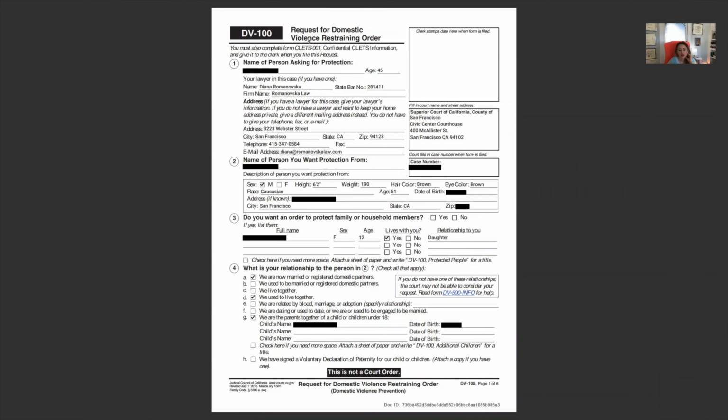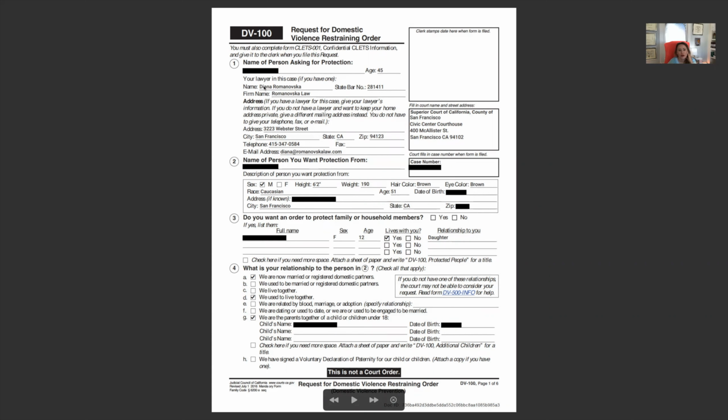Form DV-100 is the form that you fill out as form number 1. So DV-100, you are typing in, you can fill it out and you can download the form online. Name of the person asking for protection. That would be you, your age.